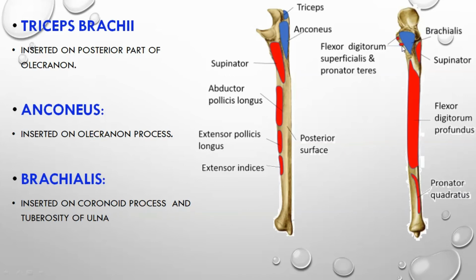So three muscles insert on the upper end. You have to remember that three muscles insert on the upper end: triceps brachii, anconeus and brachialis.